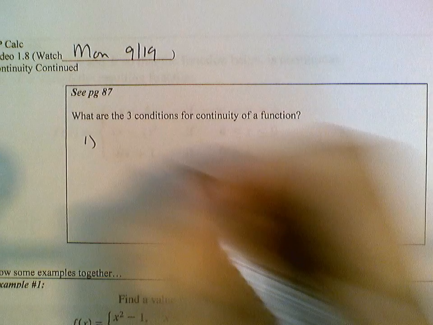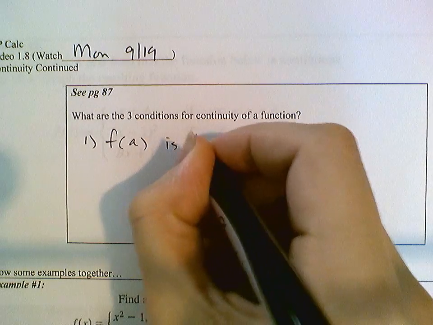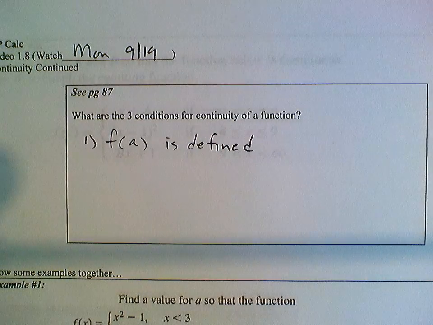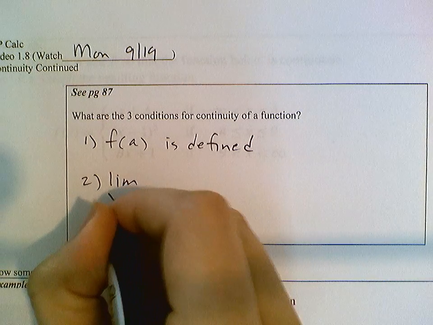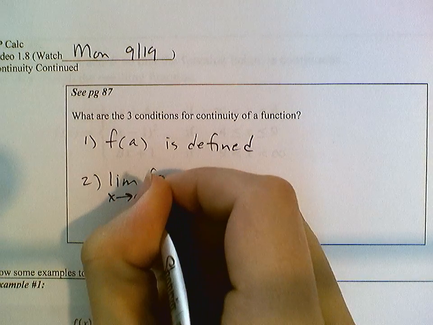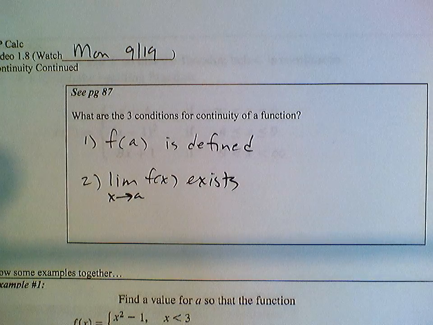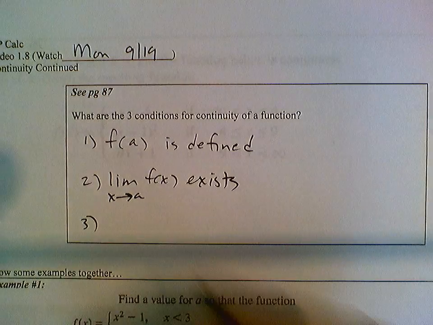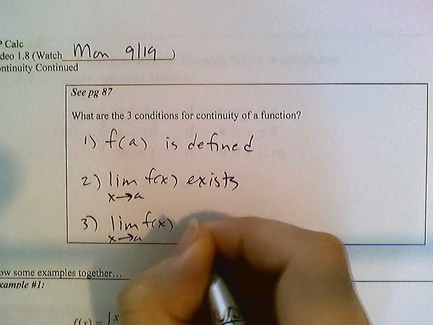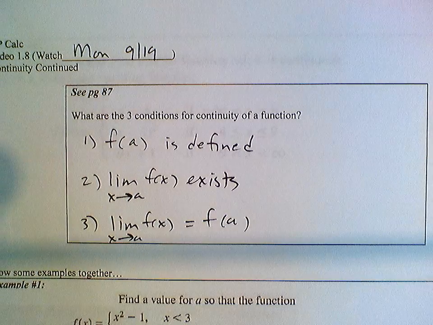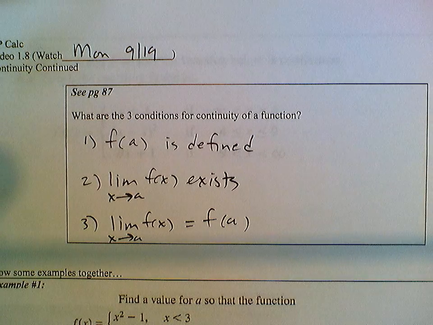The first condition is that f of a is defined. The second condition is that the limit as x approaches a of f of x exists. And the third condition is that the limit as x approaches a of f of x equals f of a. So the limit is the same as the function value. Those are the three conditions.